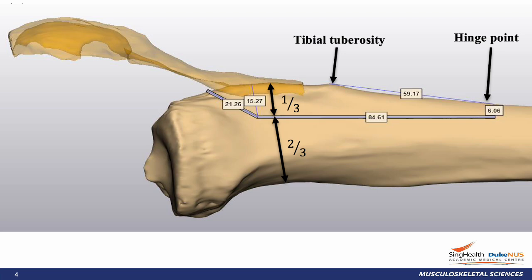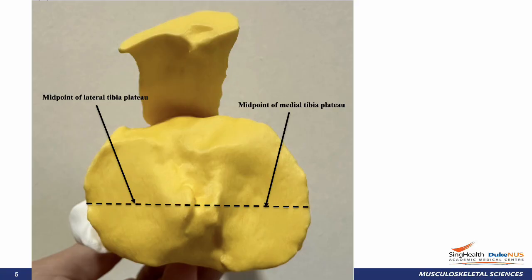The coronal cut is planned to be made at 1/3 the distance from the anterior to posterior cortex of the tibia to preserve the integrity of the posterior cortex. The plane is determined by drawing a line across the midpoints of the medial and lateral tibial plateau.